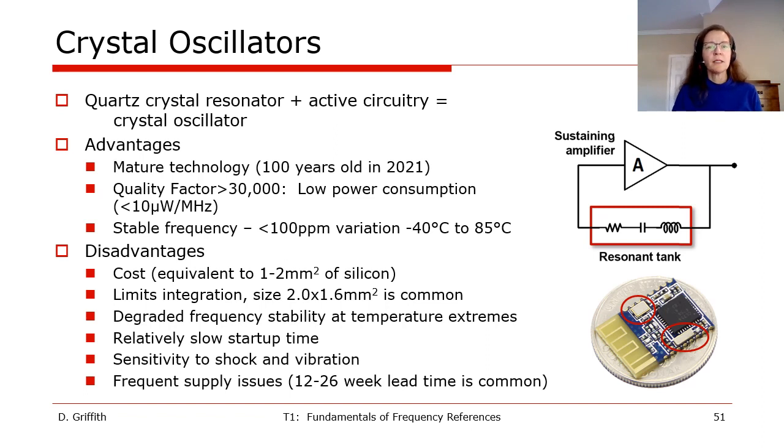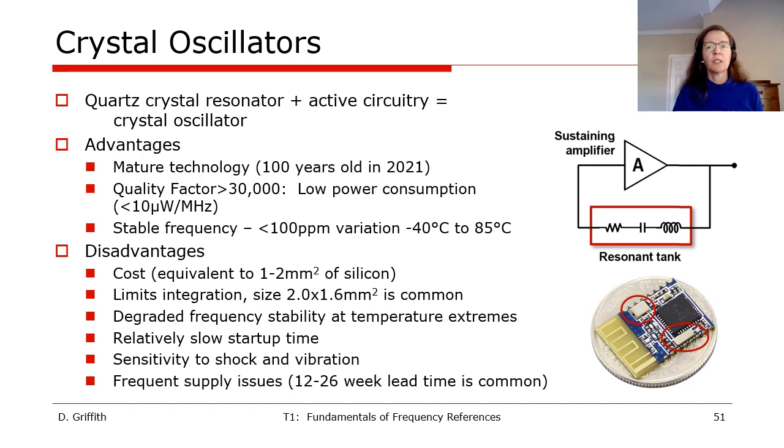However, despite these advantages, there are some disadvantages as well. First, they're relatively high cost, usually equivalent to 1 to 2 square millimeters of silicon. In other words, this one passive component costs roughly as much as 20 million transistors in a 16 nanometer technology. Also, the size is not small. The most common size today is 2 by 1.6 millimeters squared, and this limits the integration. In the figure, you can see that the 2 crystals are about the same size as the IC.